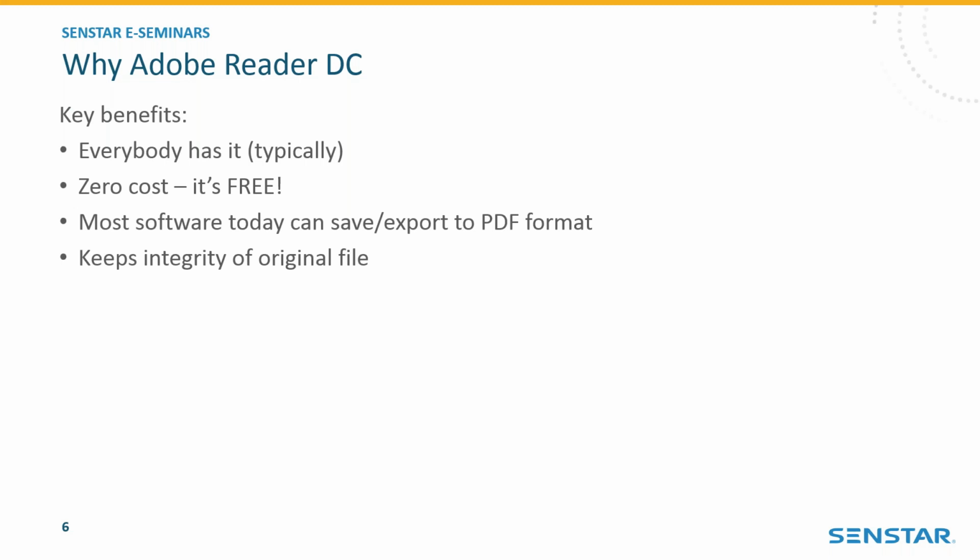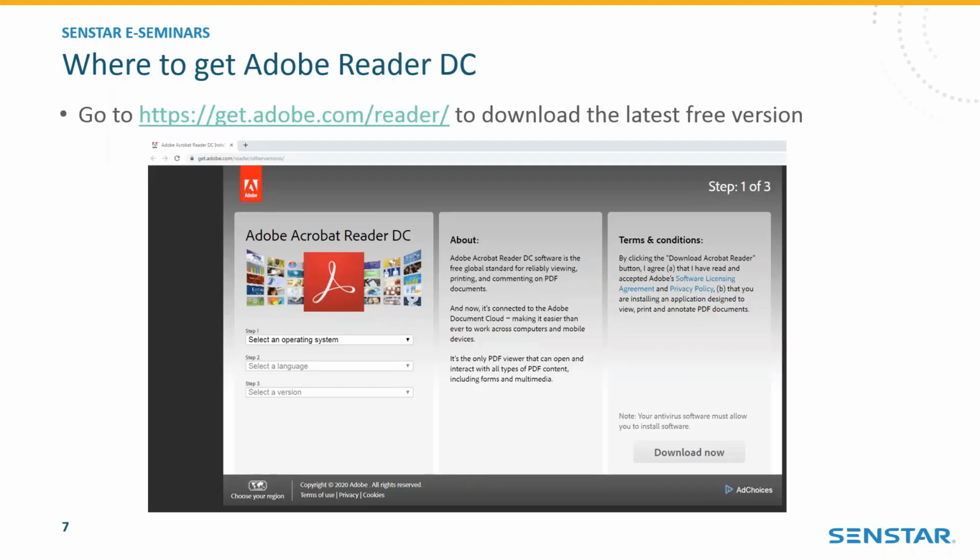You can't mess up or change the original site layout that was provided to you. All you can do is put layers on top in terms of dimensioning, comments, and whatnot. So where do we get it? Well, getadobe.com/reader. And you can download it for anything from Windows OS to a Mac OS to an Android OS. So pretty much anything that you'd probably be looking at using.